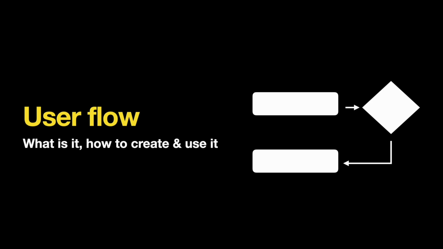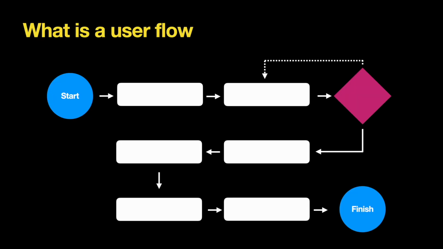User flow is a tool used to describe how users interact with your product. In today's video, we will discuss what user flow is and how product teams can use it. The term flow depicts movement. User flow is a series of actions that the user takes to achieve a particular goal.